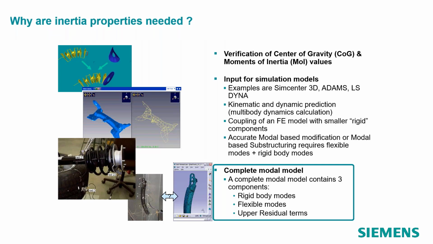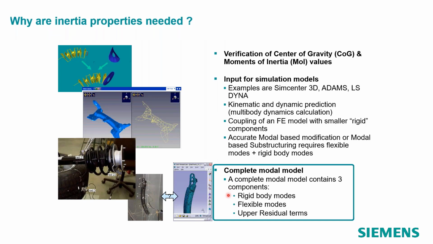And that complete modal model needs to have the rigid body modes, the flexible modes you test in the modal analysis, and then the upper residual terms, the static compensation modes. So a complete modal model has those 3 different areas. So flexible modes, you can do an impact hammer test or a shaker test. Take the data in the modal analysis or Polymax modal analysis and get the flexible modes.